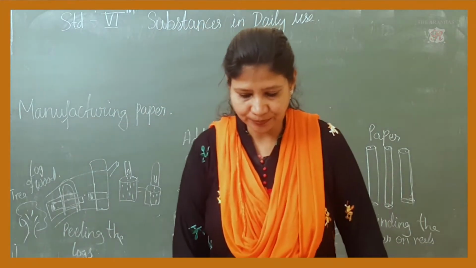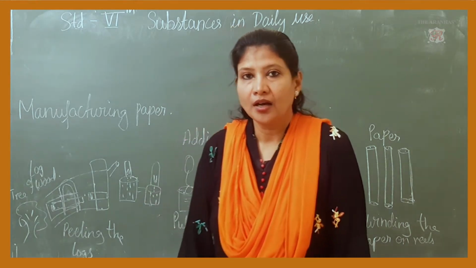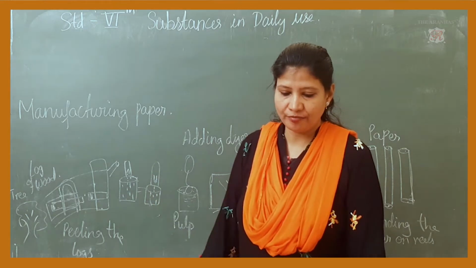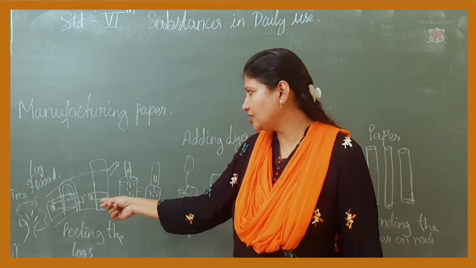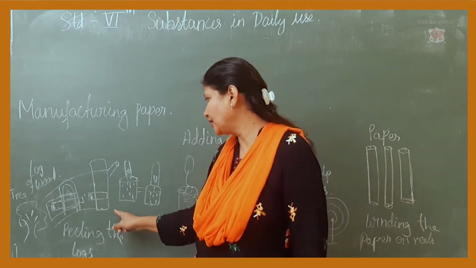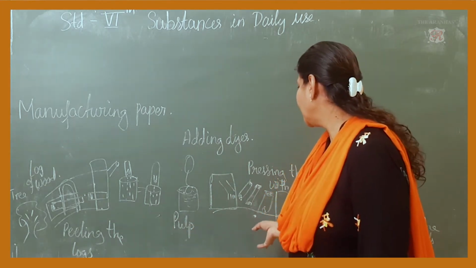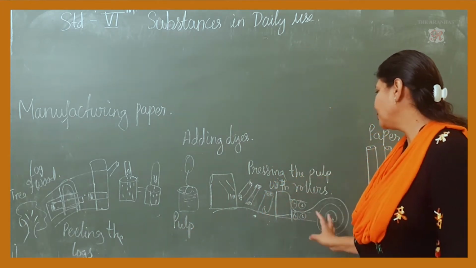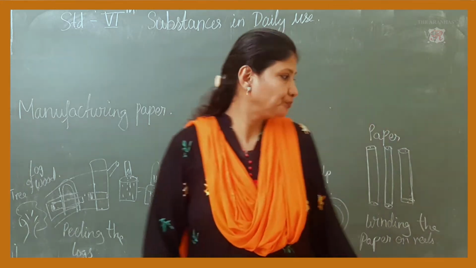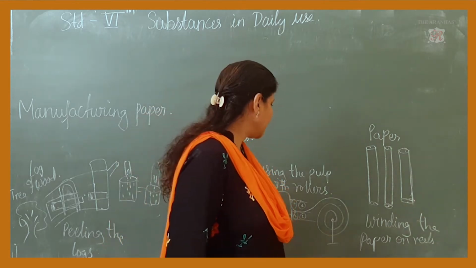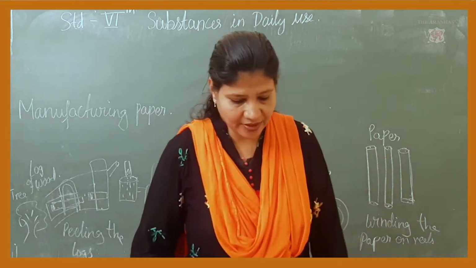Children, how are you? Now, in the last period, we learned about the manufacturing of paper. With the help of trees, they peel them and make logs. Then we get the pulp. Then the pulp is pressed with rollers, and dyes are added. After that, the paper is wound, and we get the paper in rolls. Okay, this we have learned.